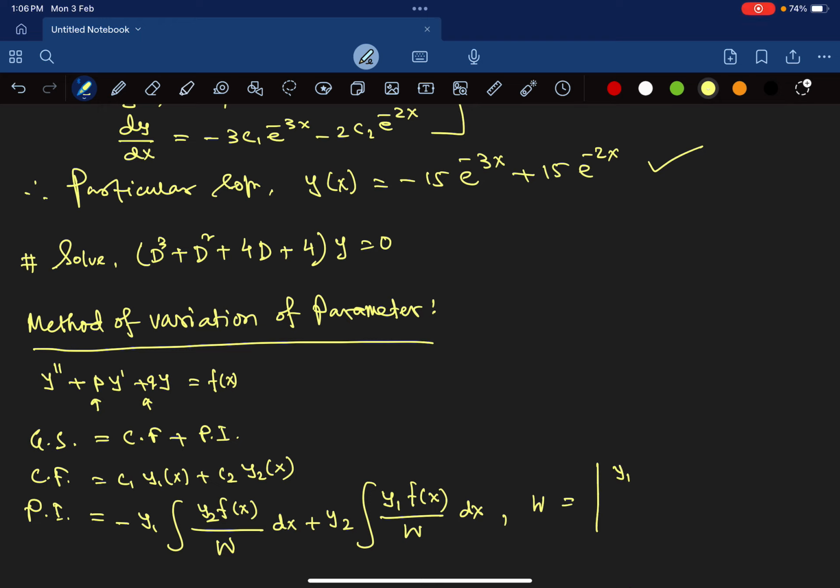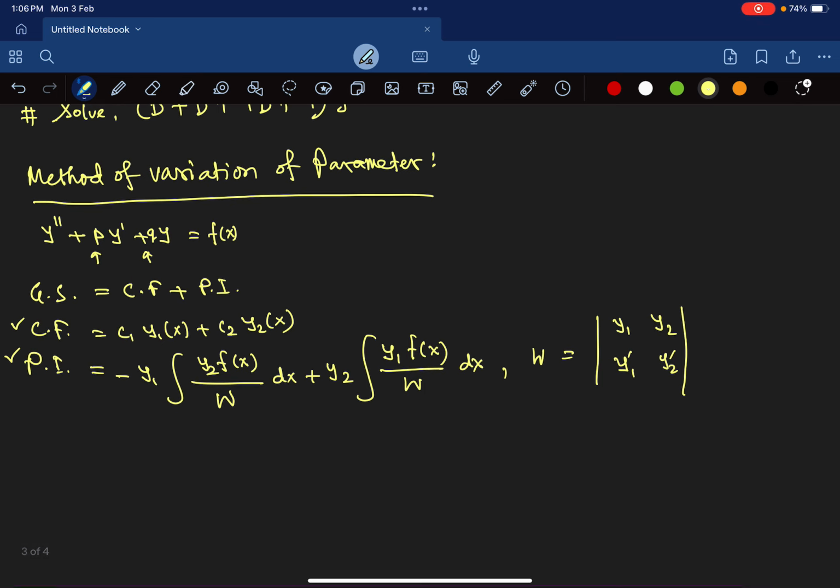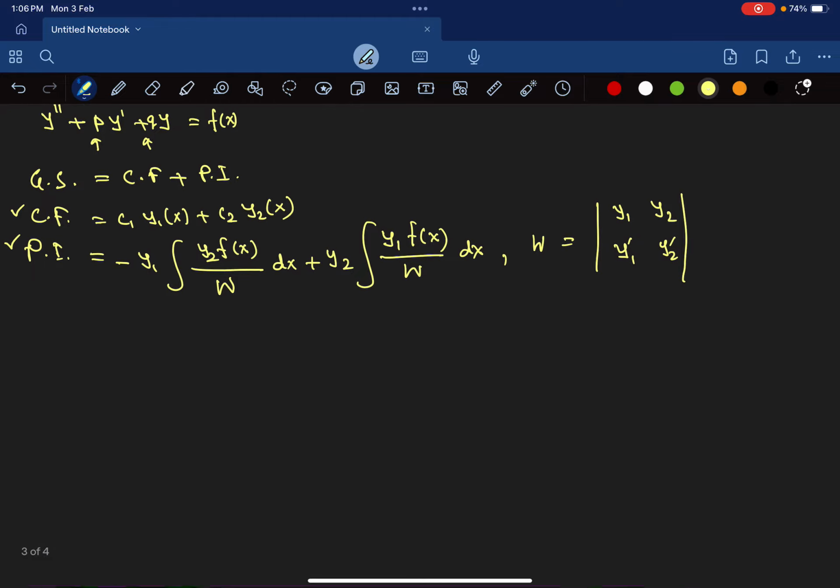For the case of two solutions, the Wronskian is the determinant of y1, y2, y1 dash, y2 dash. For your syllabus we are sticking to the notion that p and q are going to be constant, with a second order differential equation. In this case you can determine CF by applying the previous method, and the particular integral by applying this one. Now you can take one simple question.